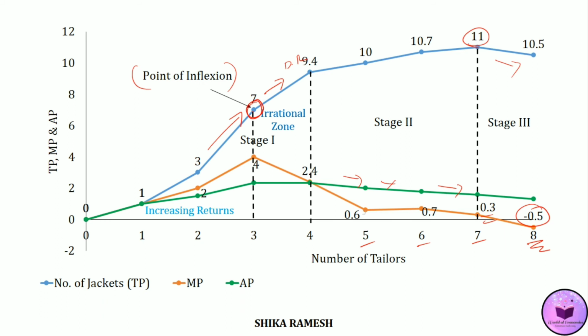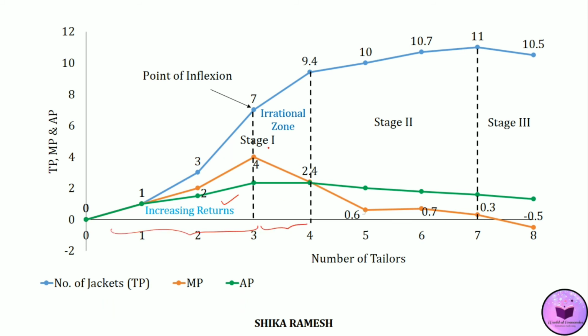So we can divide this graph into 3 stages. The first stage shows the increasing returns, that is this portion. The irrational zone can also be included in the first stage. The firm knows that he can increase his output production by employing more and more variable factor. That is why he will not stop his production in the first stage.